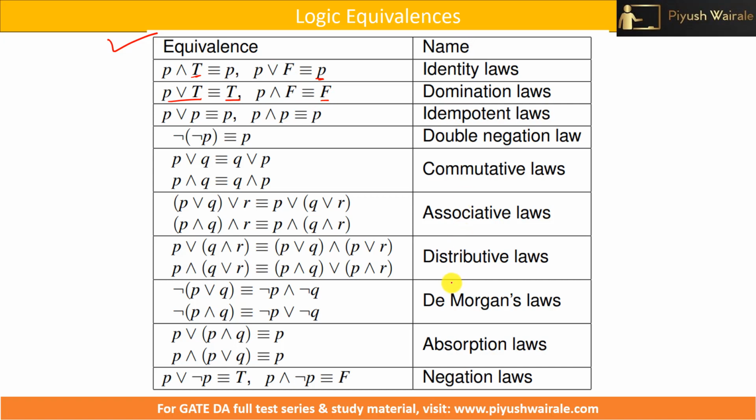So these are the names. You don't need to remember the names, but yes, these are the few equivalences. You just need to go through them. The important ones are the distributive law, De Morgan's law, absorption law, and negation law. Just go through it once. There is nothing much to remember in that. It's a simple thing, you just need to read it 2-3 times. So I'm not going into detail, you just have to remember this. That's it.